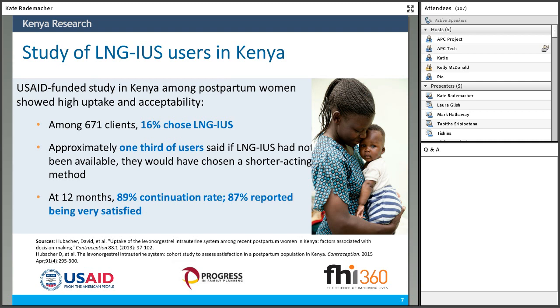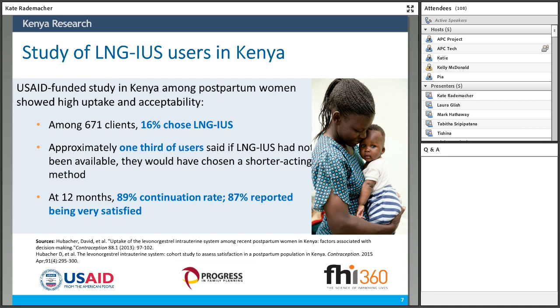On this slide, you can see a summary of the results of a study by a colleague of mine at FHI 360, David Hubacher, and team, who led a study in Kenya several years ago under the USAID-funded PROGRESS Project. That study offered a full variety of methods to postpartum women, and among the 671 clients offered the LNG-IUS, 16% chose the method. A cohort of women was followed over 12 months, and as Mark noted, as we see in other studies, the LNG-IUS also had high continuation rates and high satisfaction rates, which were comparable to implants.